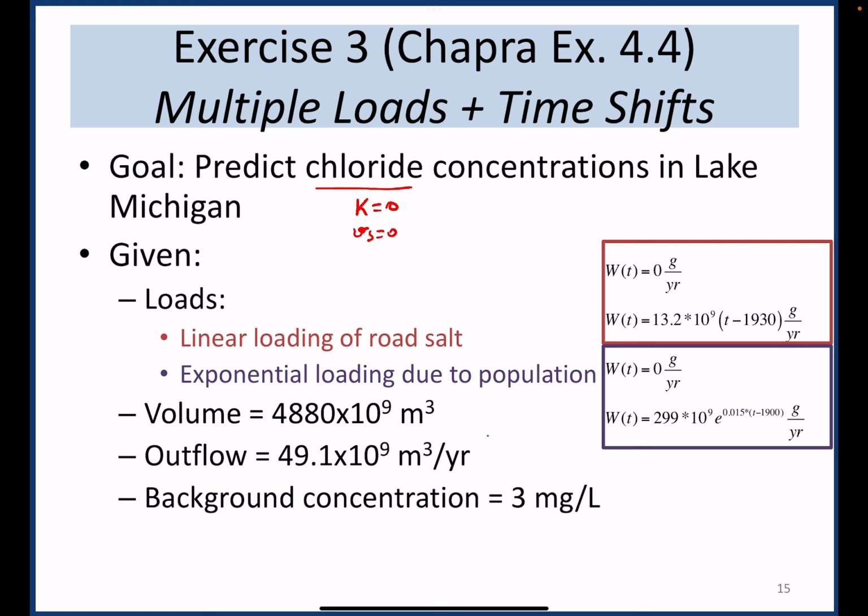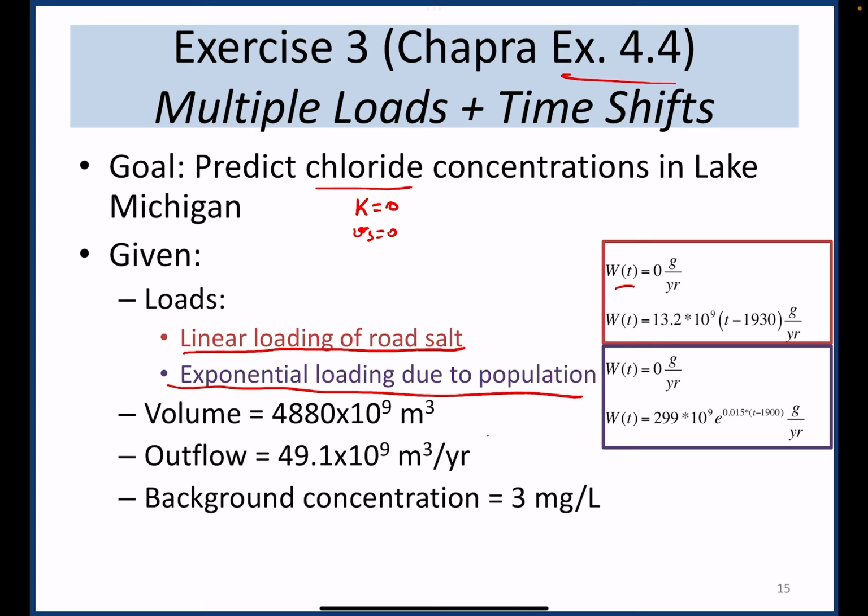And now, let's look at the example. We have a linear loading of road salt and an exponential loading due to population. So let's look at the loading. Initially, it was equal to 0. Again, you should go and look at this example if you want to, but we will try to show it. Initially it was 0.